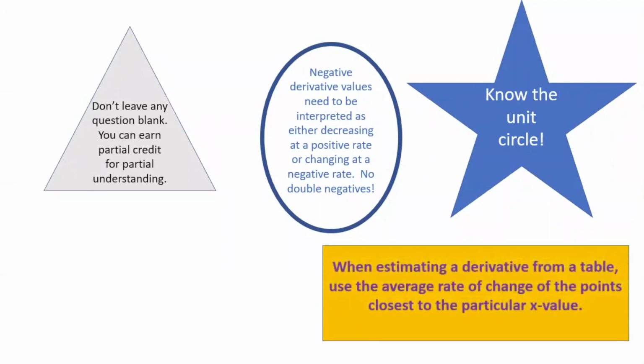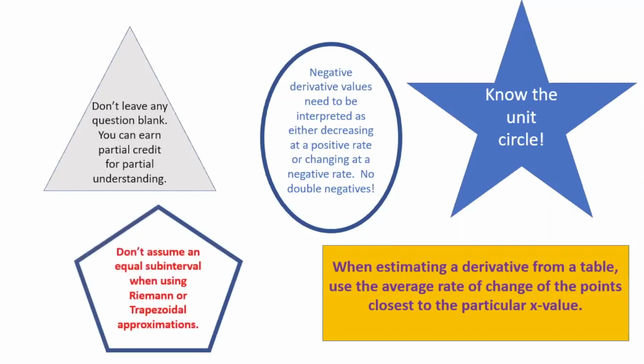No double negatives. When estimating a derivative from a table, use the average rate of change of the points closest to the particular x value. And don't assume an equal subinterval when using Riemann or trapezoidal approximations.